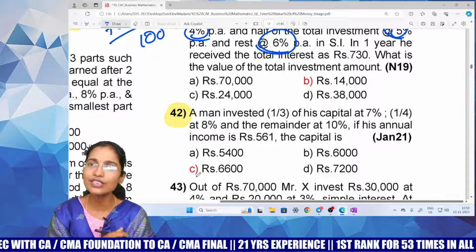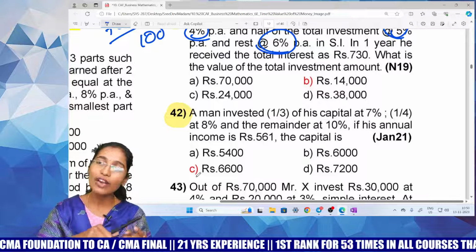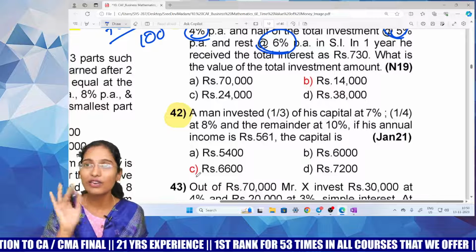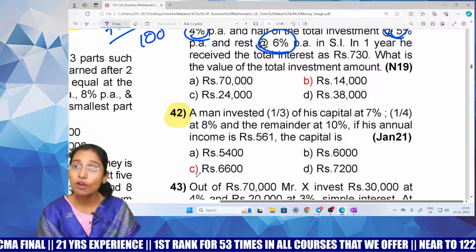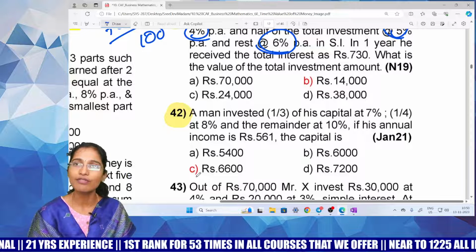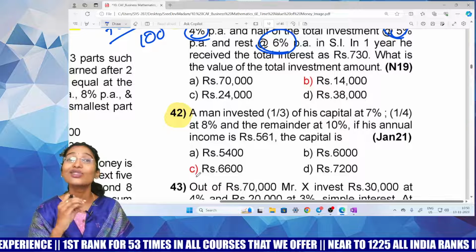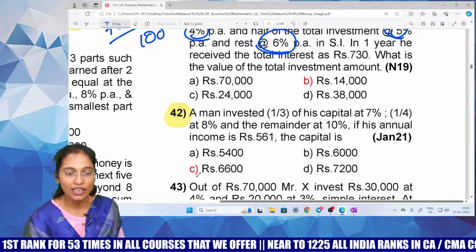Now you might say, madam, if there are two values which are almost nearer to 561? Guys, do one thing. Calculate the difference between 561 and those two nearer values. The one which has the least difference is the correct answer. If there are multiple options closer to 561, identify the difference between each option and 561. The option with the least difference is considered the correct answer.